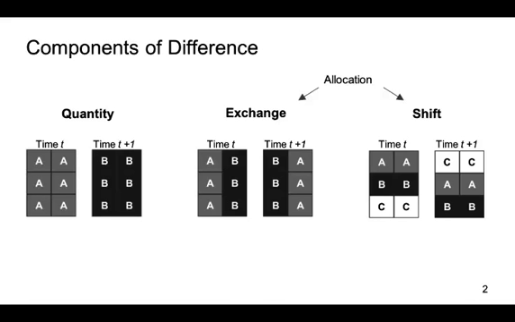Each figure illustrates a single component in its simplest form. For further review, please refer to the paper and video published by Pontius in Santa Cruz, which can be found by following the link in the description below. In this video, we will build on their work by comparing the amount of quantity, exchange, and shift difference to the total difference for each category. We will refer to this as the component intensity.